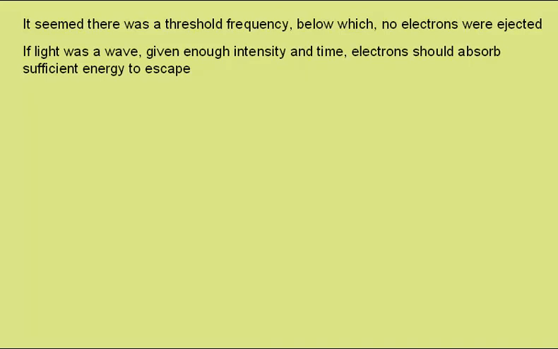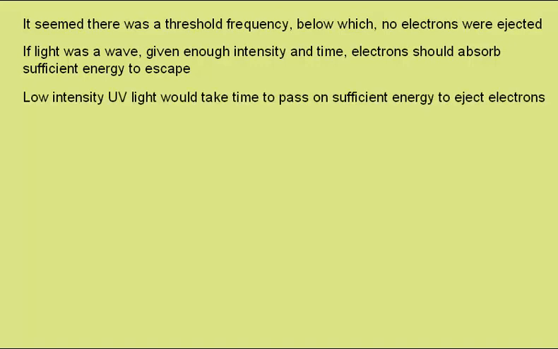Now, if light was a wave, if we had enough intensity and time, the electrons should eventually absorb sufficient energy to escape. This was not seen. Low intensity ultraviolet light would take time to pass on sufficient energy for electrons to be ejected, but electrons were ejected instantly.